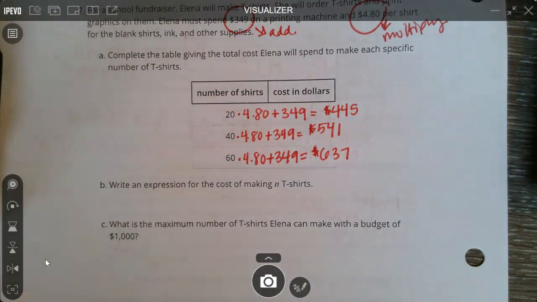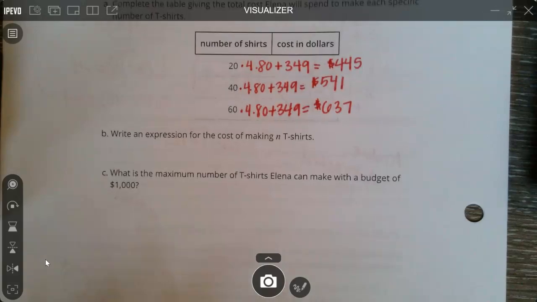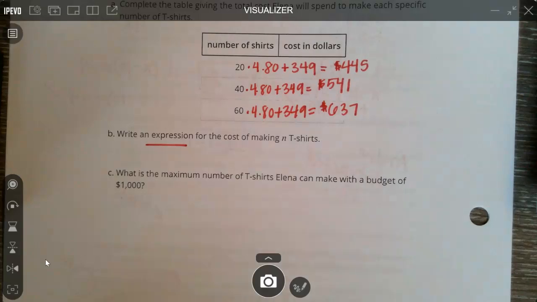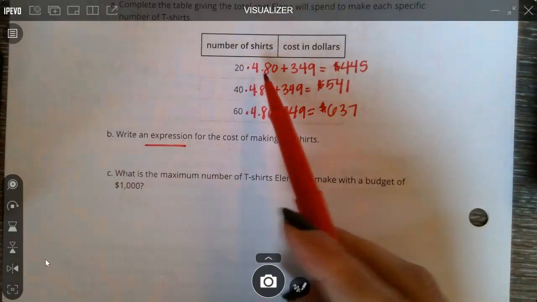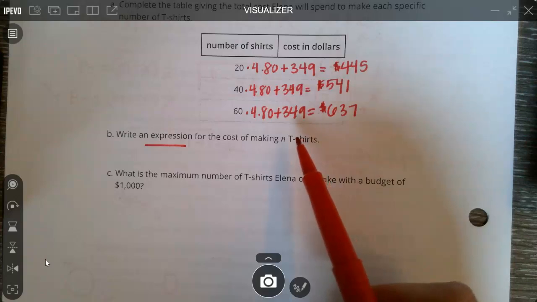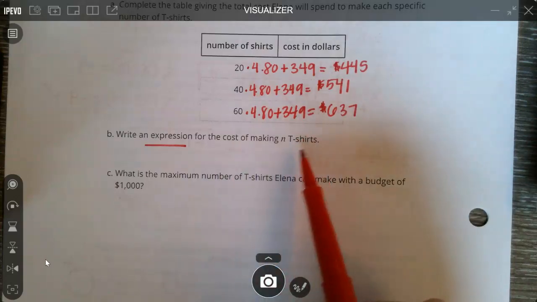If you got 96, and you only did the times 4.80, then you got partial credit. Write an expression. Okay, a lot of you want to write me an equation. Equations have equal signs. Expressions do not. This is just the rule of the table. So what did I do every single time? Times 4.80 plus 349.